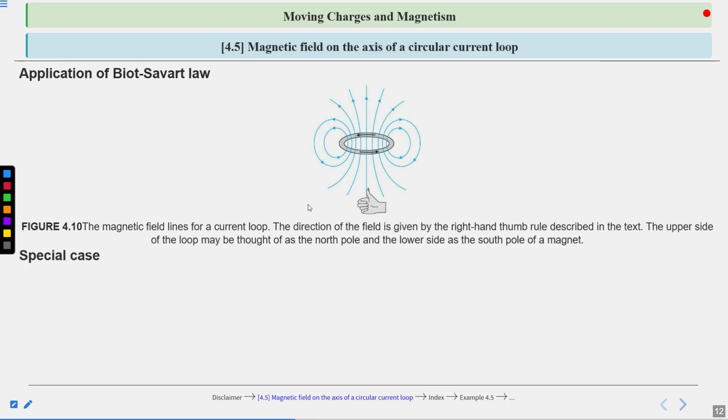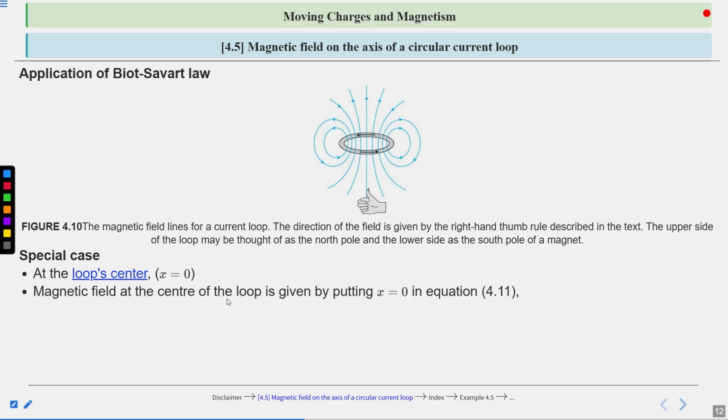So it is a special case. At the loop center, where x is equal to 0, x is the distance from center to point P. If we want to find the magnetic field at the center, then x will be 0. So the magnetic field at the center of the loop is given by putting x equal to 0 in equation 4.11. So we will get B naught, the magnetic field at center, equal to mu naught I upon 2r, in the I cap direction. Got it? Mark it as equation 4.12.